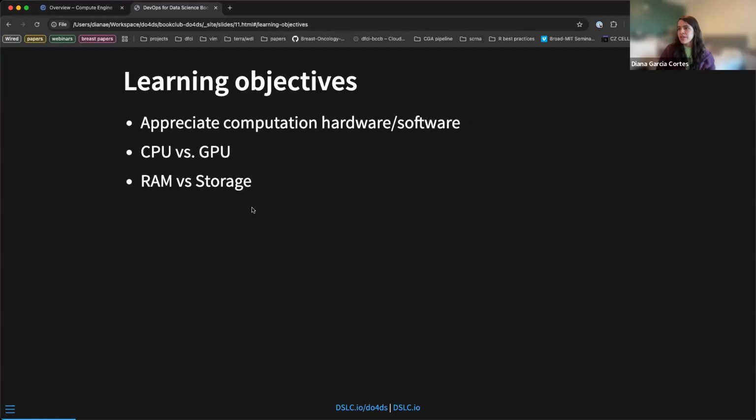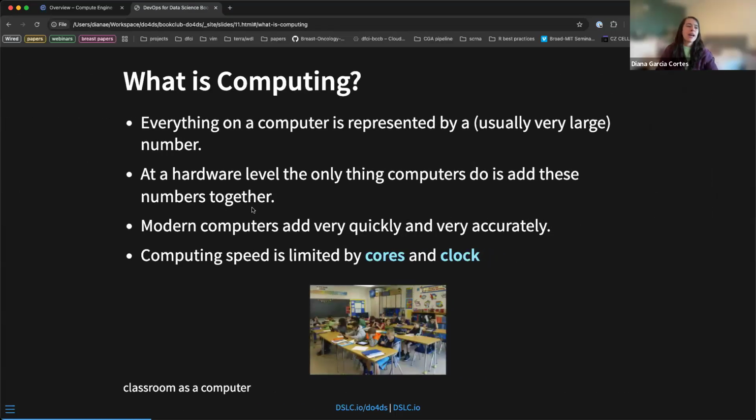So for our learning objectives, we will appreciate computation, hardware, and software. I guess we already do. We're gonna review what the differences are between CPUs and GPUs and RAM versus storage. And I'll show you the parallel thing with a project that I'm doing, so that we can check how they look in the htop command.